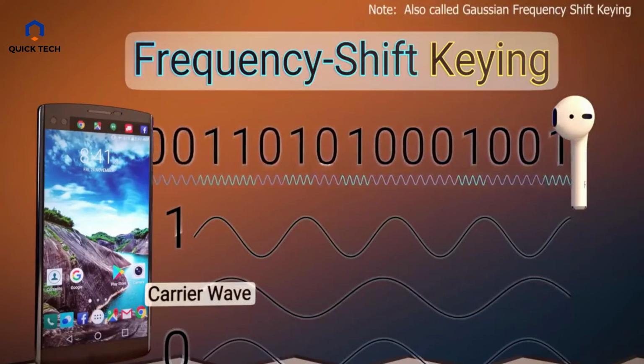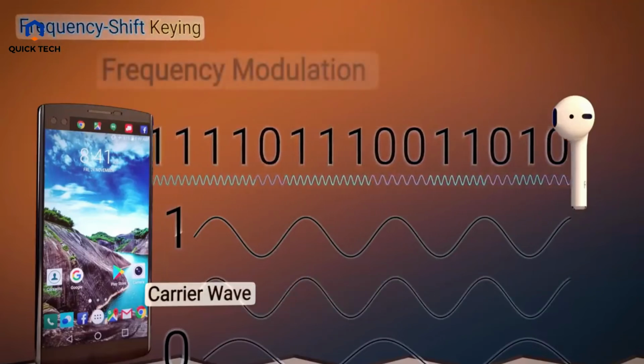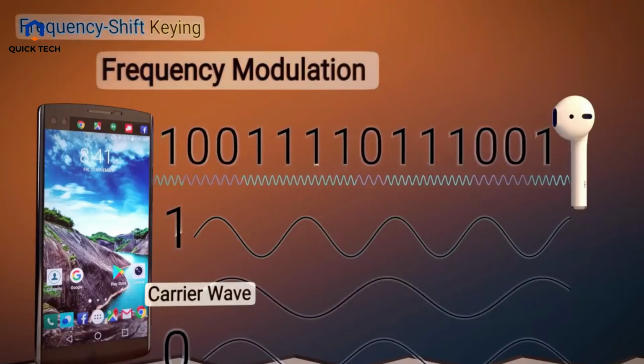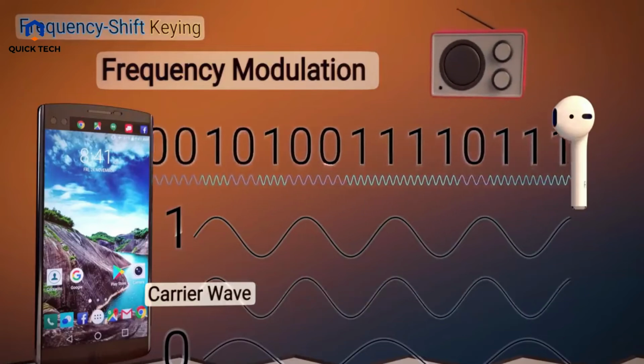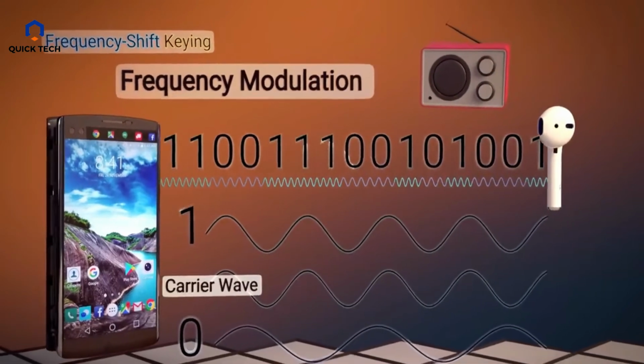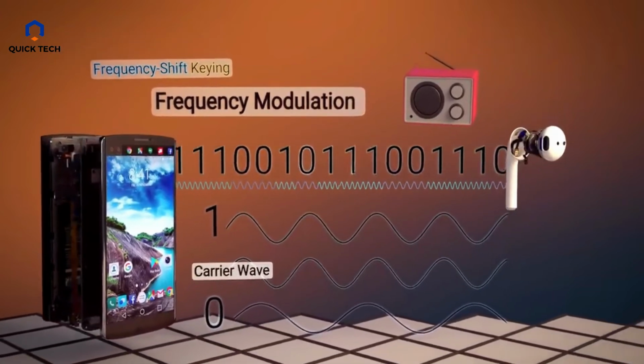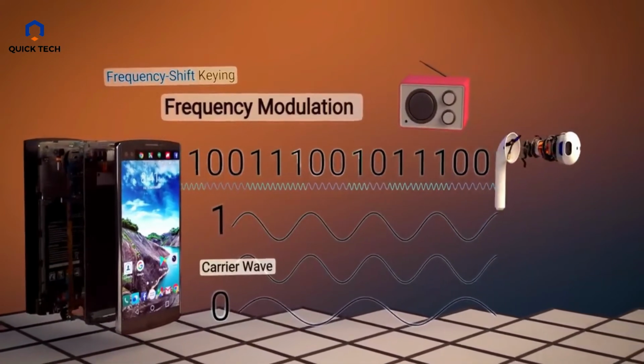This shifting of frequencies in order to send information is also called frequency modulation, and it's closely related to FM radio. That being said, Bluetooth isn't limited to using just frequency shift keying, but rather it can also use other properties of electromagnetic waves to transmit information.